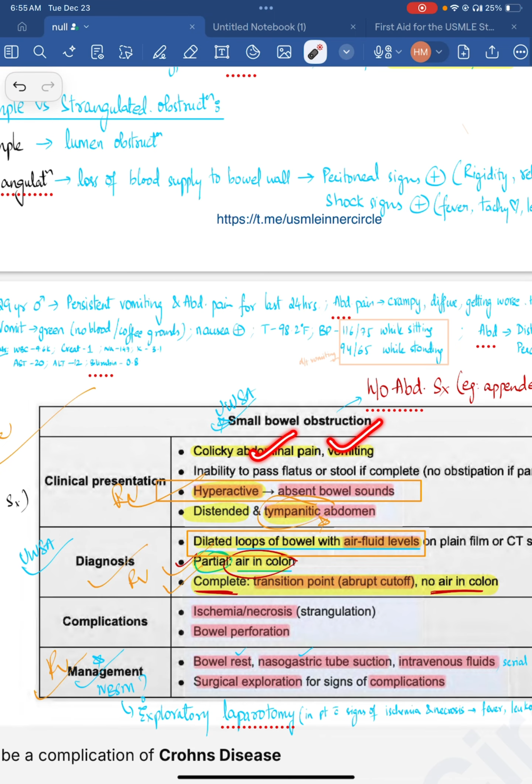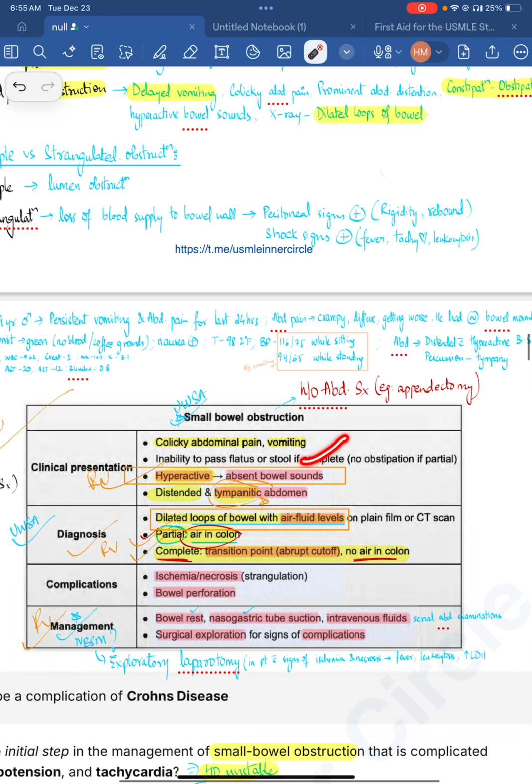Presentation: you'll have pain, vomiting, unable to pass flatus or stool if complete obstruction. You have hyperactive bowel sounds. Later it goes to completely absent bowel sounds.